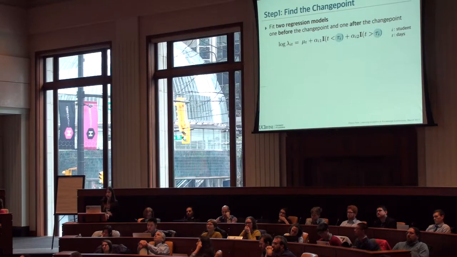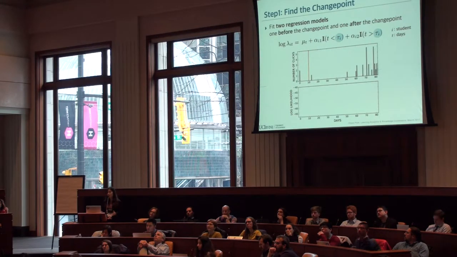This tau i in the blue circle is the change point for student i. And you can see that there are two alphas now. There's alpha i1 and alpha i2, one before and after the tau i. This I is the indicator function, so everything that is not in that condition is set to zero.